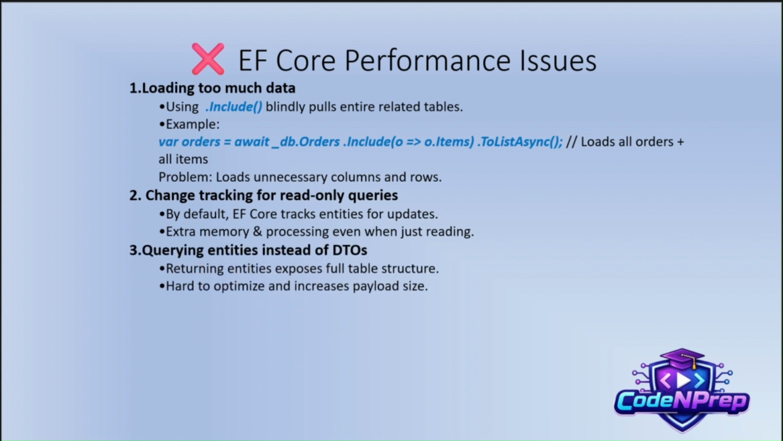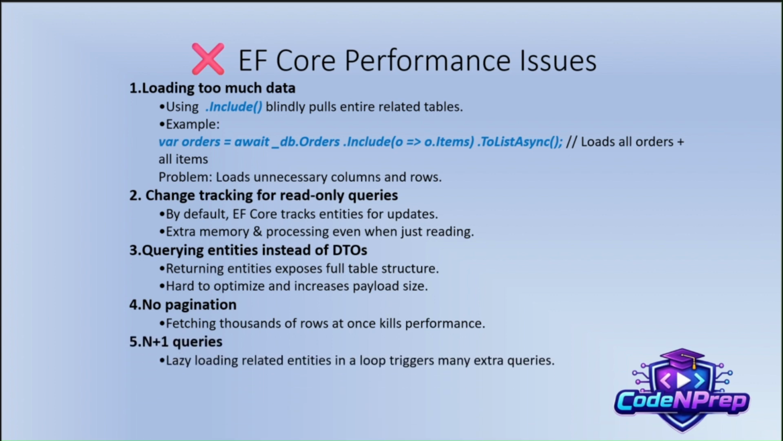Now the third performance issue is querying entities instead of DTOs. Fetching full entities when you only need 3 columns is wasteful. You pay the cost of mapping, tracking, materialization, all for data you don't even use. Now, number four is no pagination. Loading entire tables into memory is a big red flag. Even fast databases can't save you from loading thousands of rows at once.